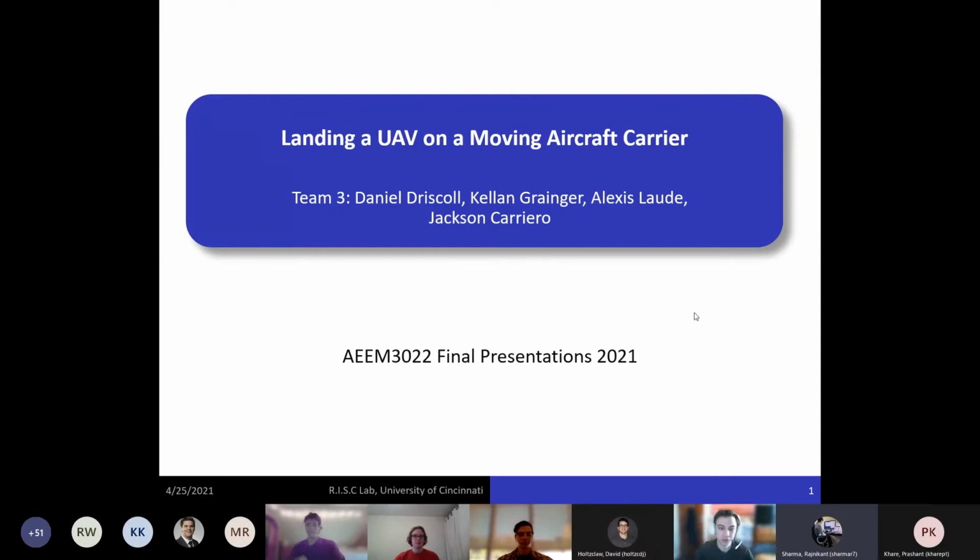Go for it. Okay. So we are also landing a UAV on a moving aircraft carrier like the past two groups. We are team 3. I'm Daniel. You can see Kellen, Alexi, and Jackson with their cameras on as well.